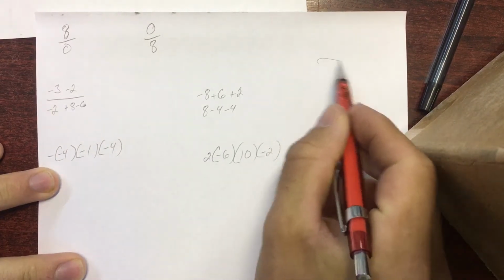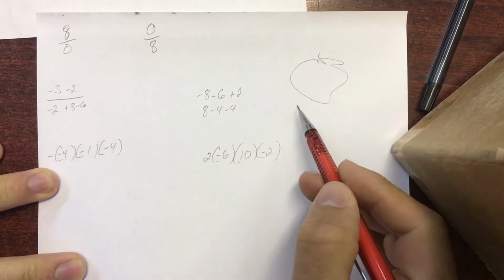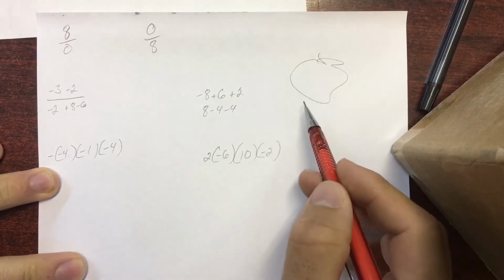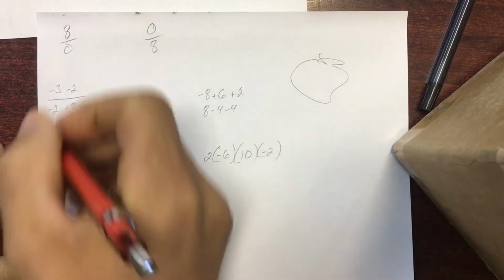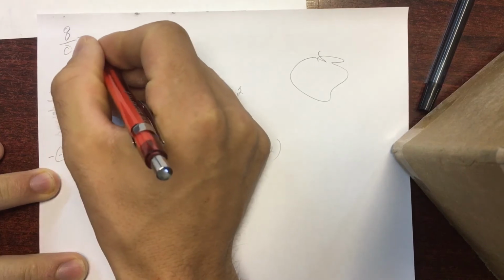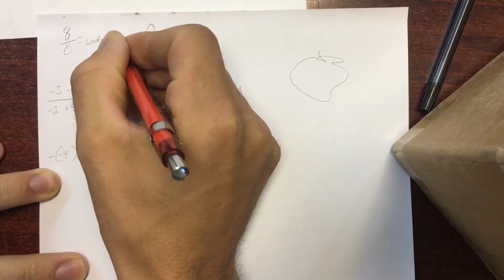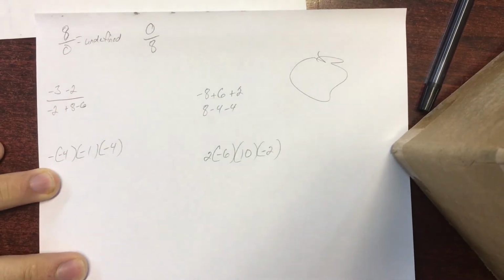Suppose here we have a shape, and we want to divide it by 0. You can't divide by 0. Dividing by 0 is not possible, therefore the answer is undefined. And that's how we would solve something that's divided by 0.